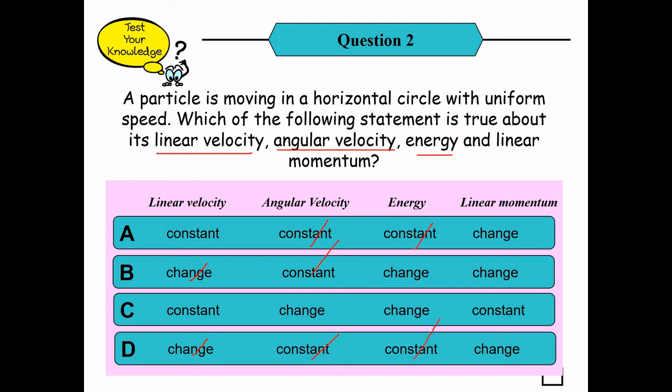And the last one is the linear momentum. Linear momentum is a vector quantity. Refer back to chapter 3. Linear momentum p equals mv. When the direction of linear velocity changes, the direction of linear momentum also changes. With all of the list being correct, the answer is D.